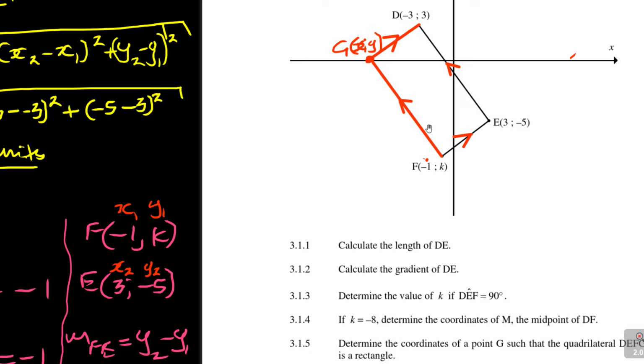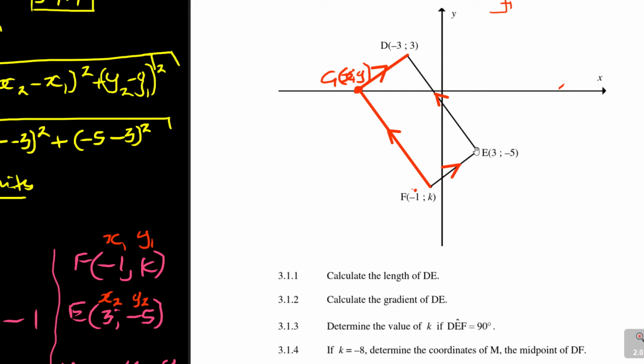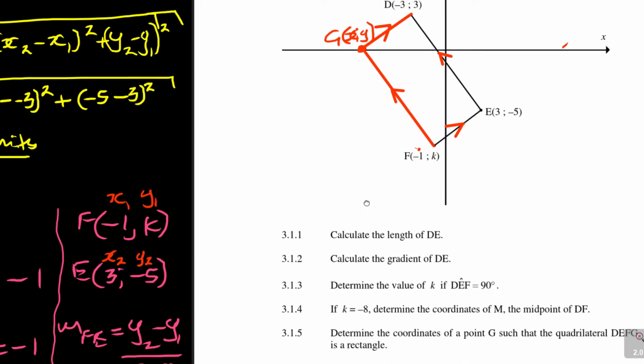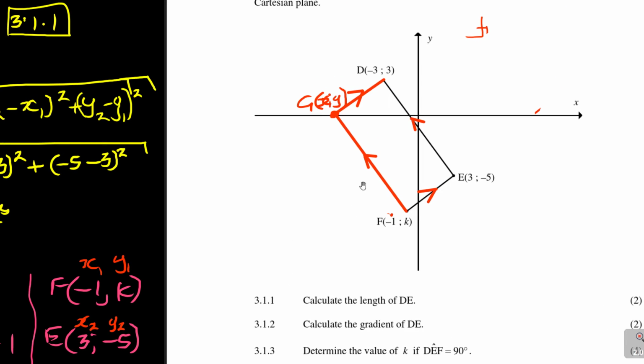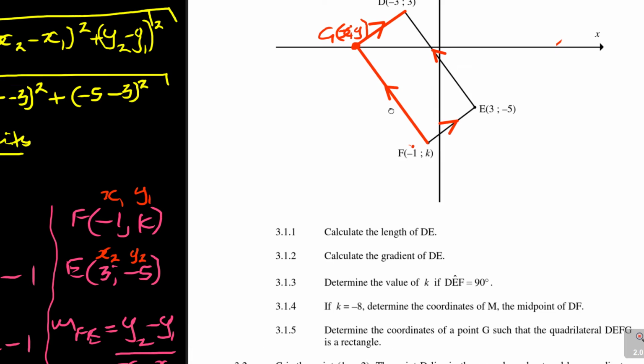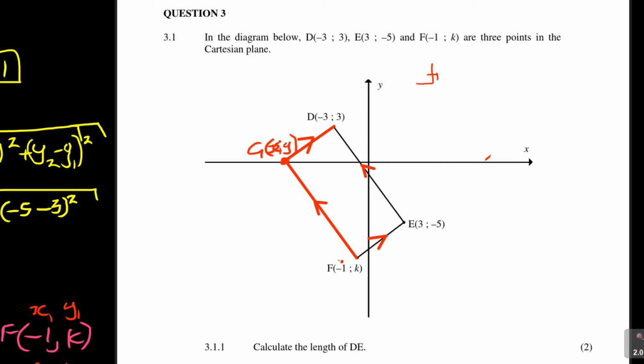The first option is that you can use the distance formula. The distance formula can work, whereby you find that distance DE is the same as distance GF, and distance GD is the same as distance FE. That is one way. But what if I use the gradient? Okay, let's focus on the gradient. Now look at this one.